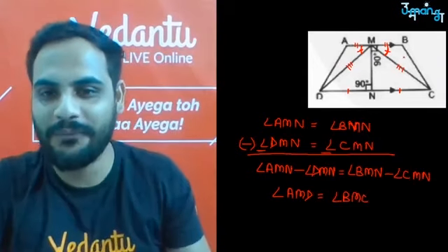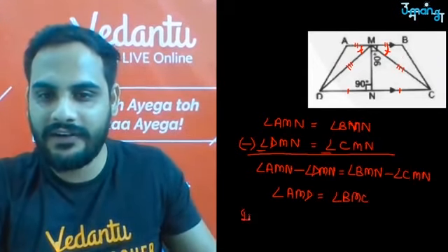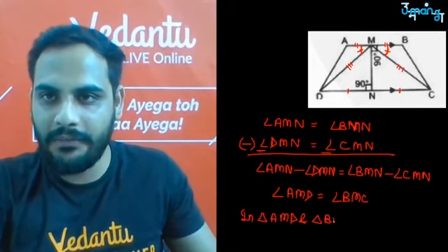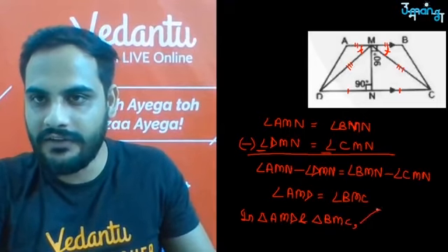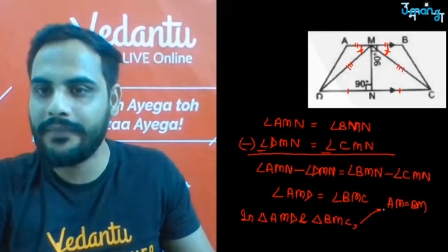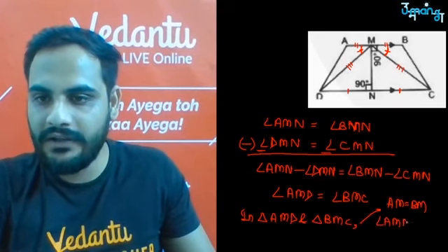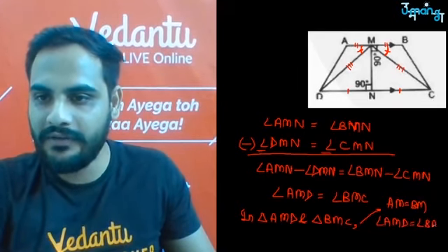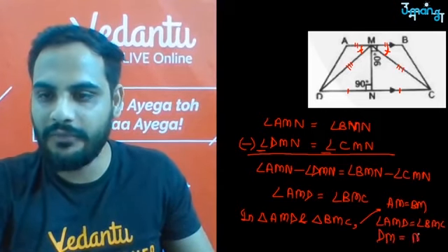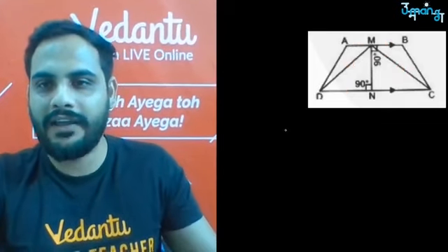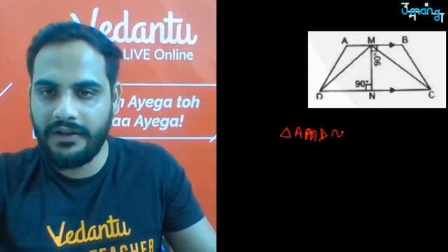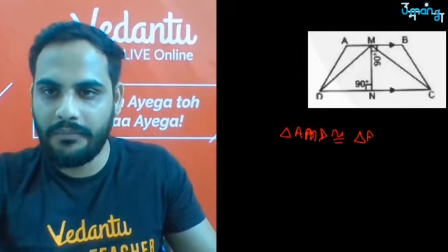Now you can see triangle AMD and triangle BMC. What are the three things we know? AM is equal to BM, since M was the midpoint. Then angle AMD is equal to angle BMC, which we have just got. And DM is equal to MC from CPCT. So now I can say triangle AMD is congruent to triangle BMC.